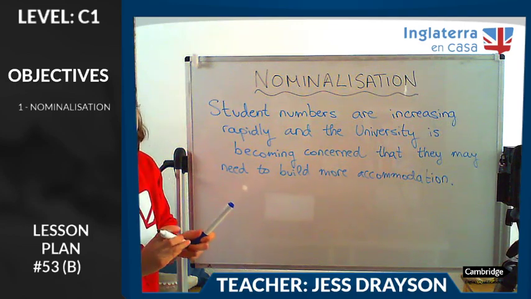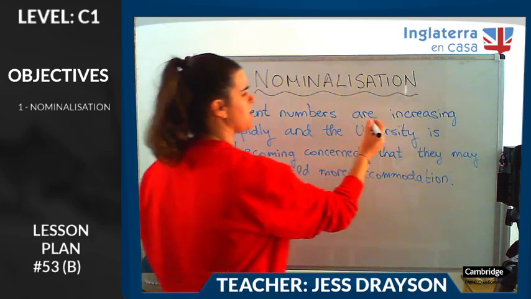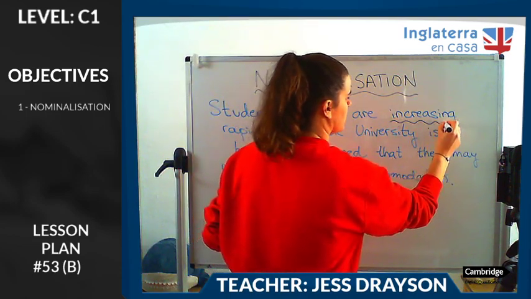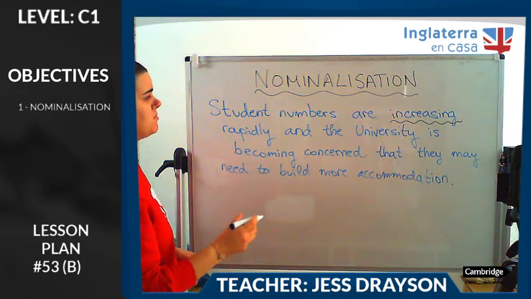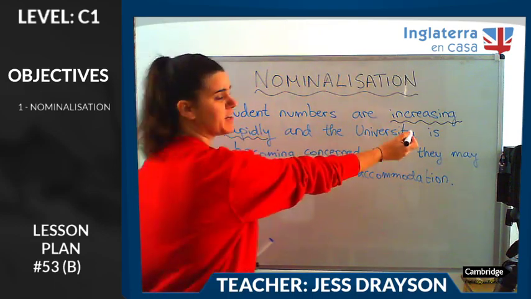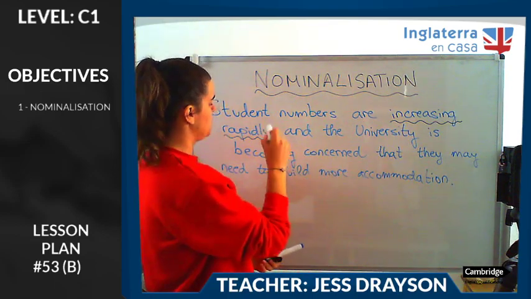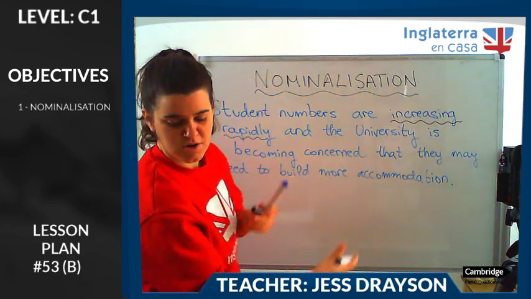So what we do here is we find the verb. So, student numbers are increasing. Here we have the verb, which is increasing. So they're increasing rapidly, because the adverb is defining the verb. So what we have to do is take the adverb, take the verb, and we have to nominalize that.